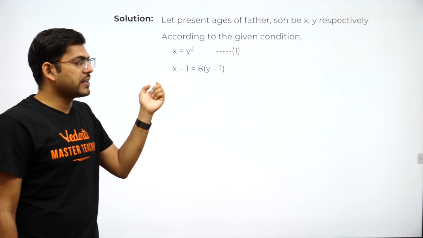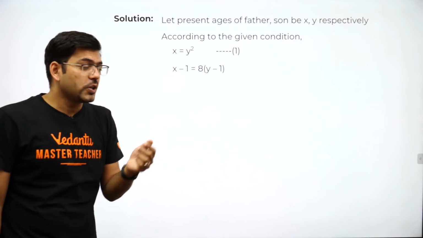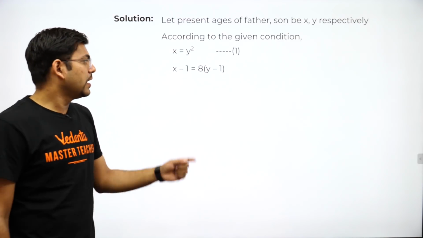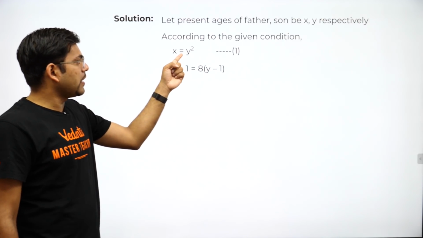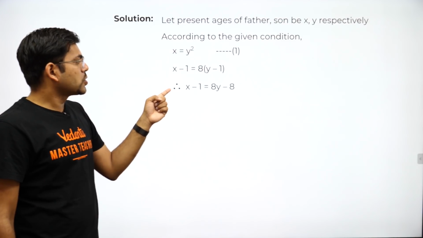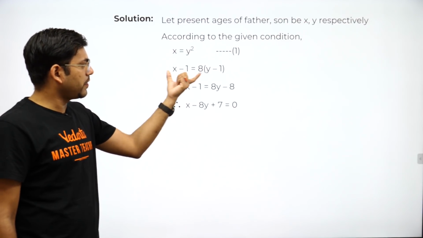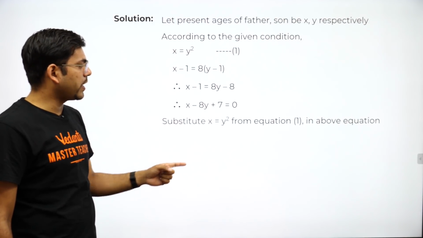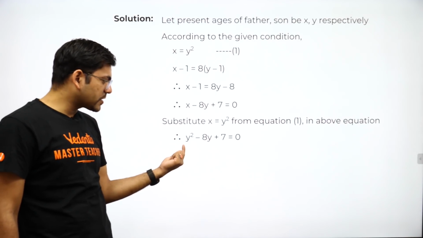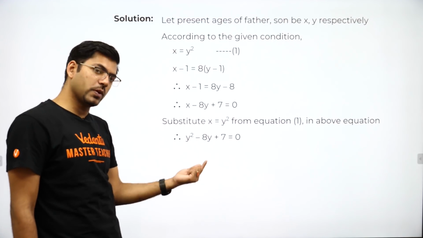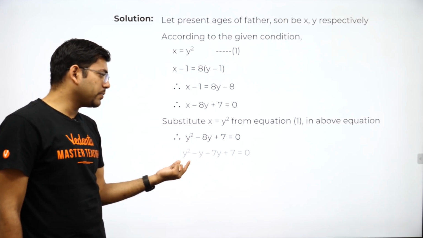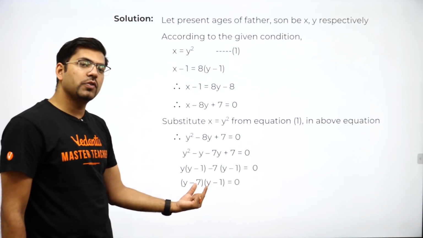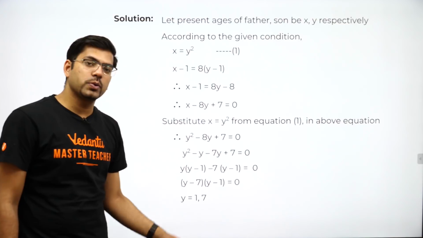And 1 year ago the father's age would be 8 times the son's age. So x minus 1 is equal to 8 times y minus 1. Now, solving them and putting the value of x equal to y square here, we will be getting y square minus 8y plus 7 is equal to 0. Now solving using middle term splitting, we get y minus 7 into y minus 1, so y is equal to 1 and y is equal to 7.